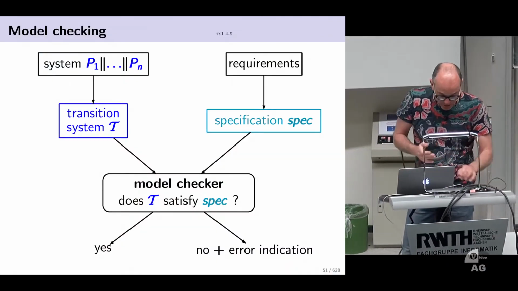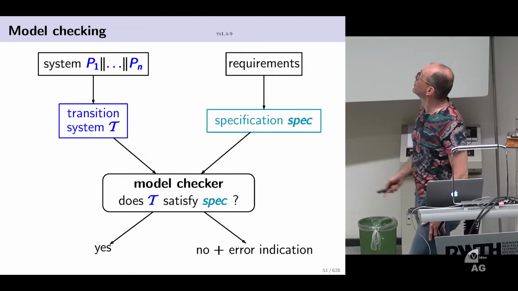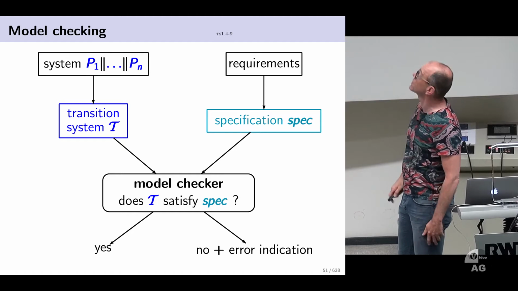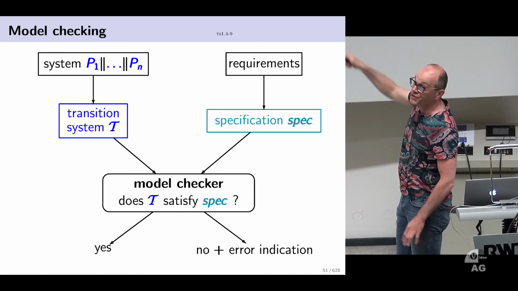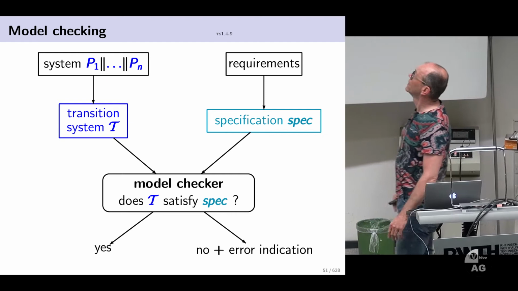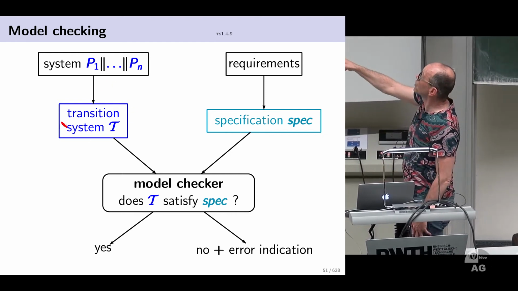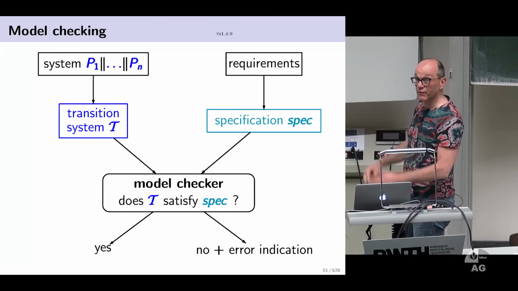Good. So what are we going to do in model checking? Typically we have a system which is complicated. It maybe has several components. The double bar symbol stands for something like multi-threading. That will be dealt with in the next lecture. We map this system onto a transition system, the structure we just have learned.